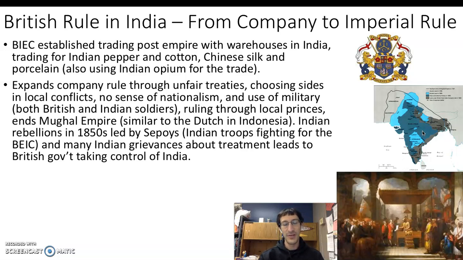Think about your own little private army. Hence why when you see Pirates of the Caribbean, it makes sense that the British East India Company or Dutch East India Company has private military forces, because they did.